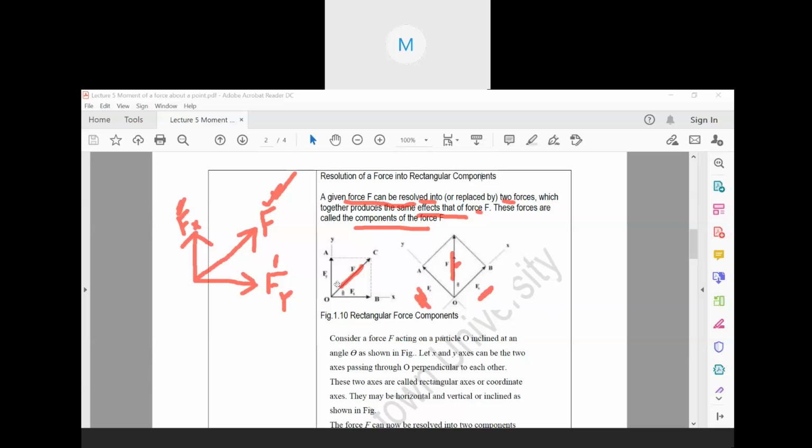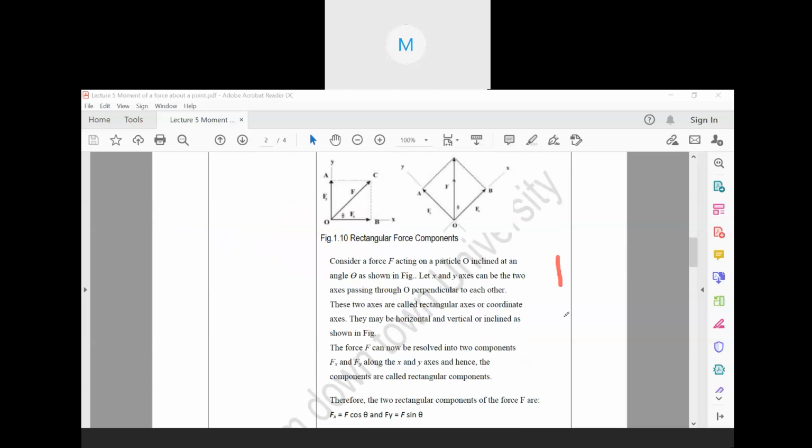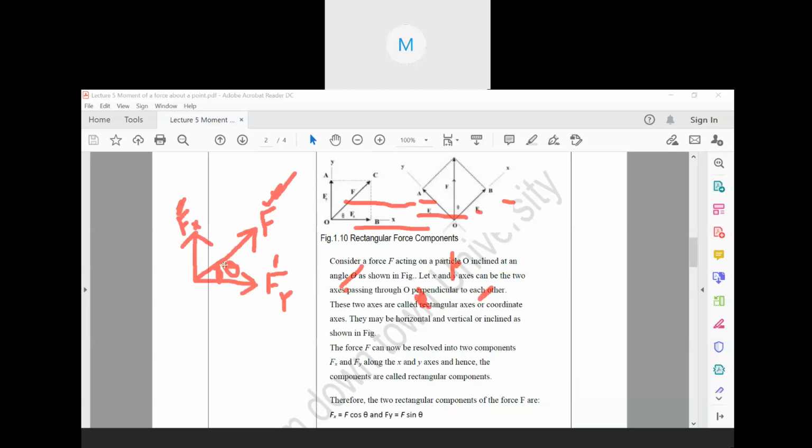Now look, this force F is making an angle. This angle is theta, right? If this is making an angle theta, then what will this be? Consider a force F acting on a particle O inclined at an angle theta as shown in the figure. This one was inclined at an angle theta.